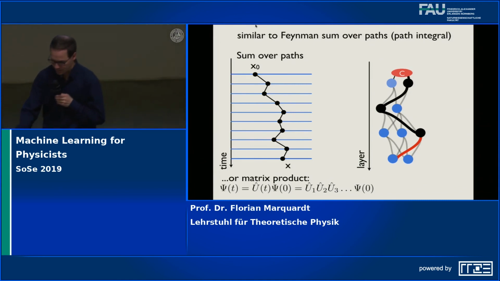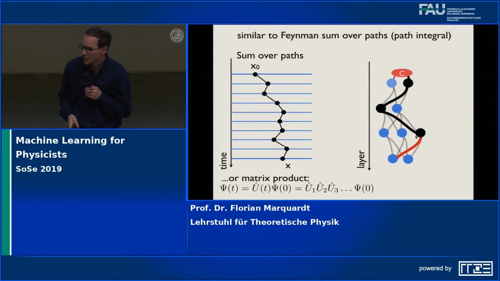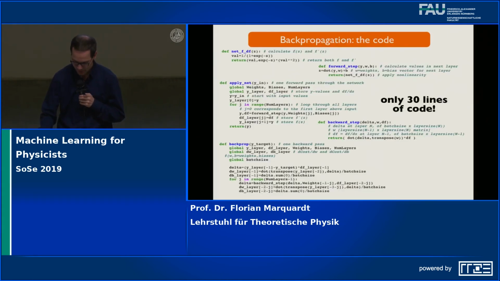Okay. So that's what's called the Feynman sum over paths, or the path integral, actually. And what I just showed you is that the structure of backpropagation is actually very similar. So only 30 lines of code, and you can start doing your neural networks only with Python. No framework that you need to download, just using Python.